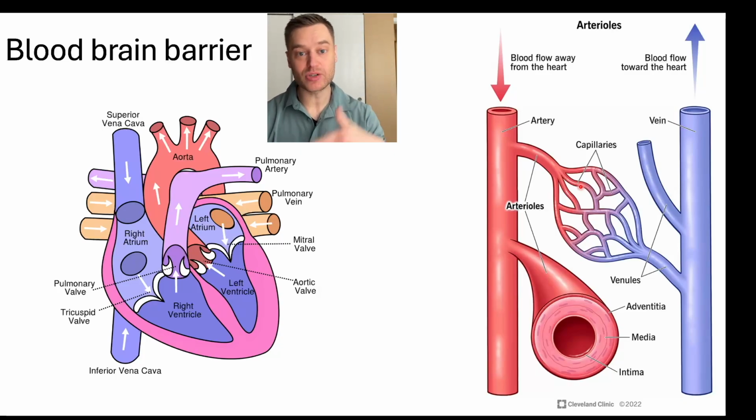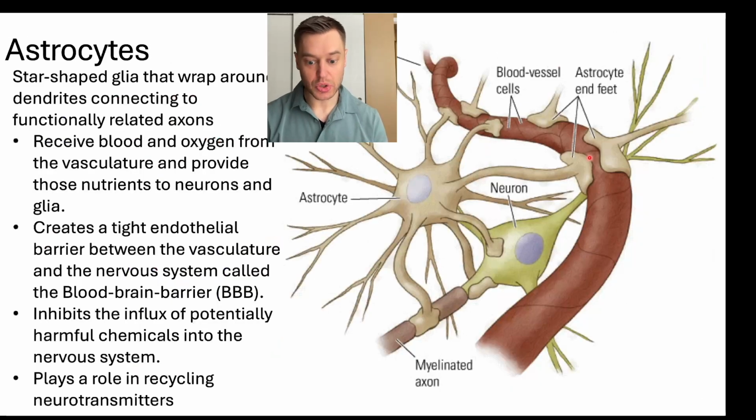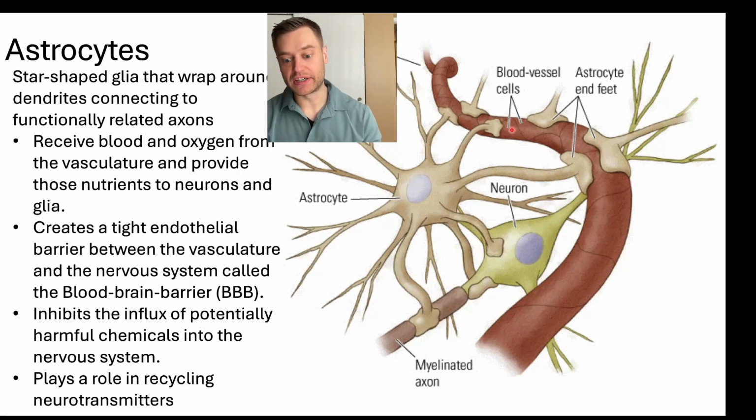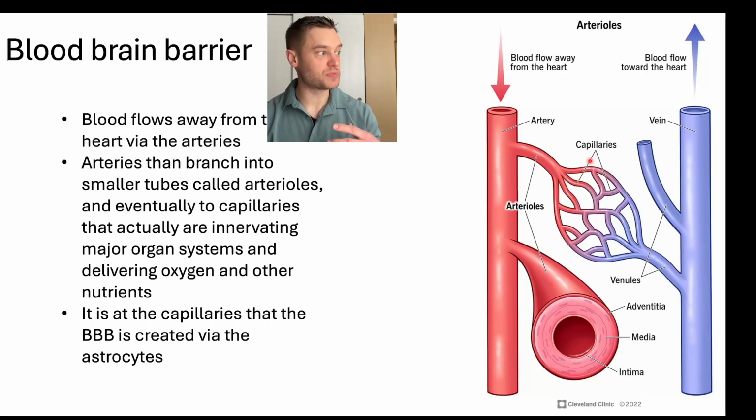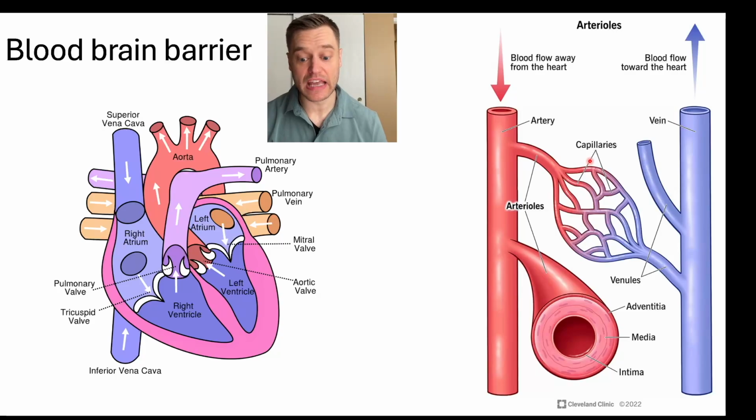So why is this relevant to the astrocytes? It's relevant because this is where the blood-brain barrier is having its action. Here's this blood vessel, right? It's an artery, and it is delivering blood and oxygen to the system. But because of the blood-brain barrier that's produced by the astrocytes, it's bouncing certain chemicals off of it. It's saying, no, you can't come in.